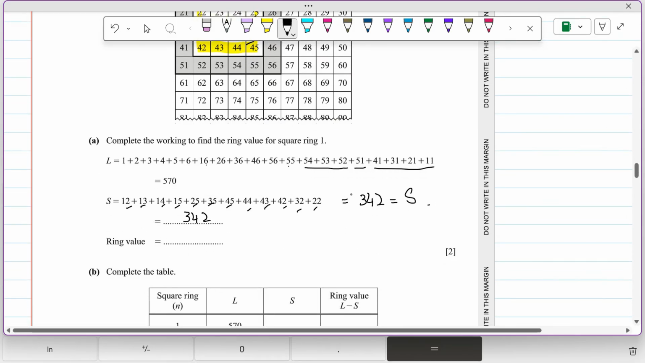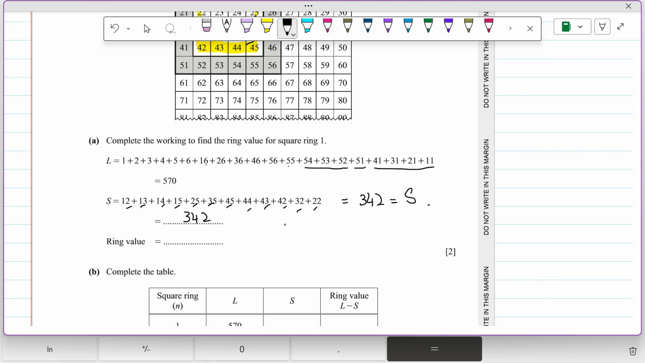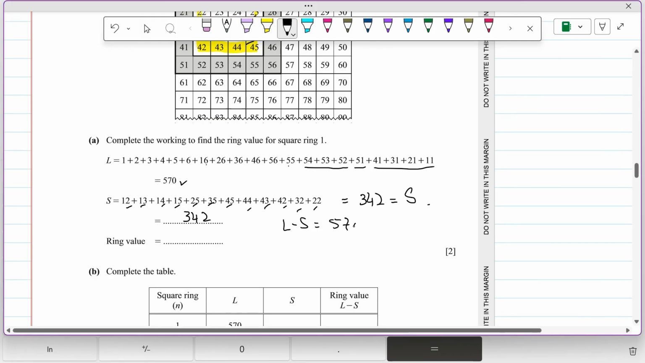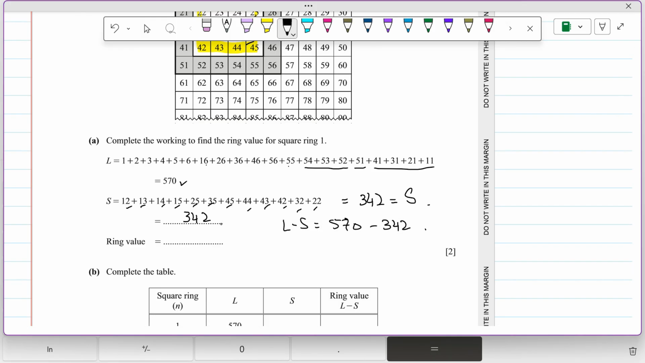And the ring value, we know, is L minus S. So L minus S is equal to L, which is 570, minus 342. This is equal to 228.